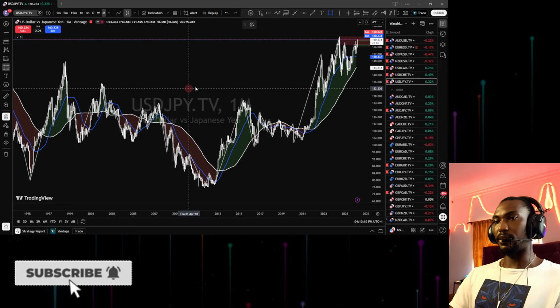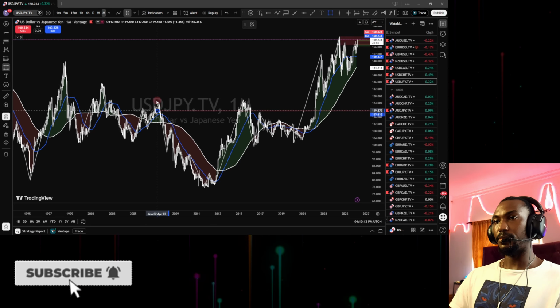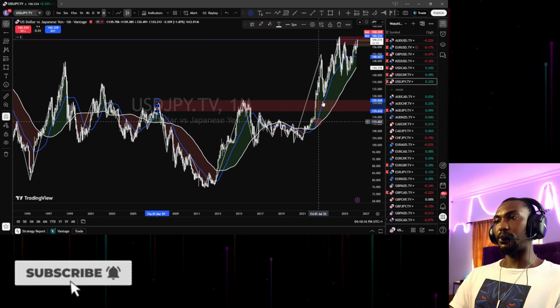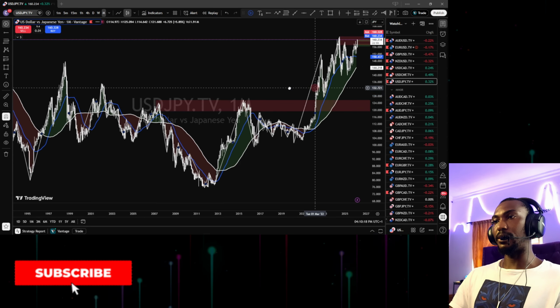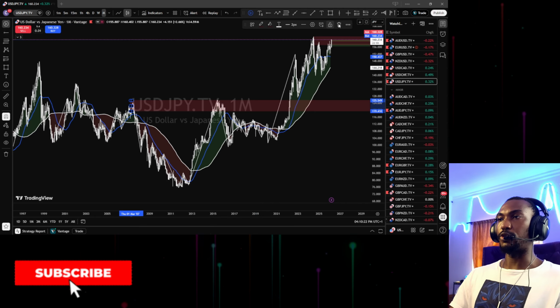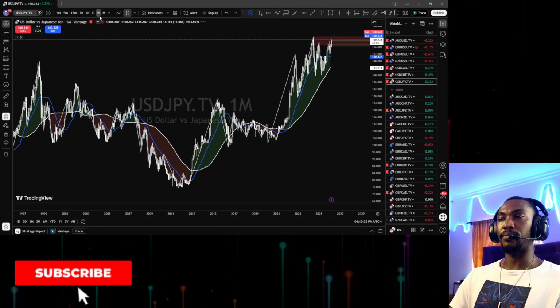Unlike levels like this, you can see levels like this, you see how price ran through it. So if I was seeing something like this, or I see something like this happening, I'm going to be confident that the price can actually push up even further on the monthly.